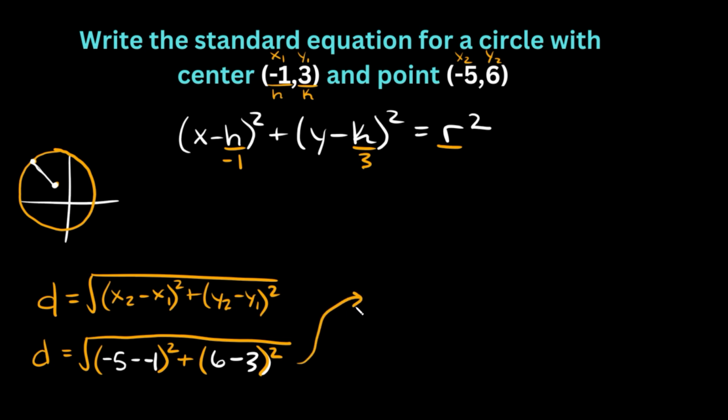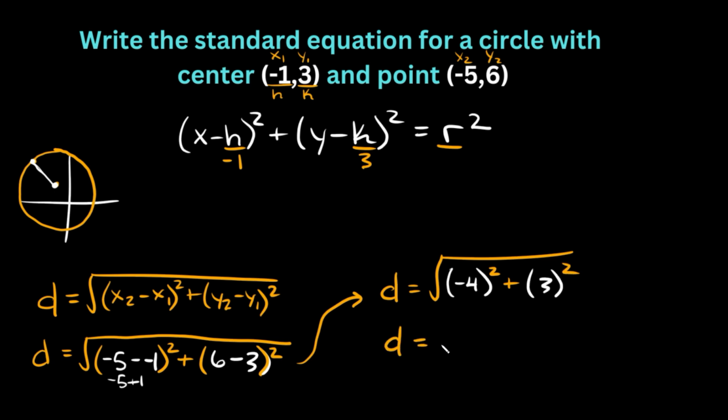So then here, we're going to get that the distance is equal to the square root of negative 5 minus negative 1. That's the same thing as negative 5 plus 1, which is negative 4, so we get negative 4 squared, plus 6 minus 3, which is 3, also squared. So then the distance is equal to the square root of negative 4 squared, which is 16, plus 3 squared, which is 9. 16 plus 9 is 25, so d is equal to the square root of 25, which is equal to 5.